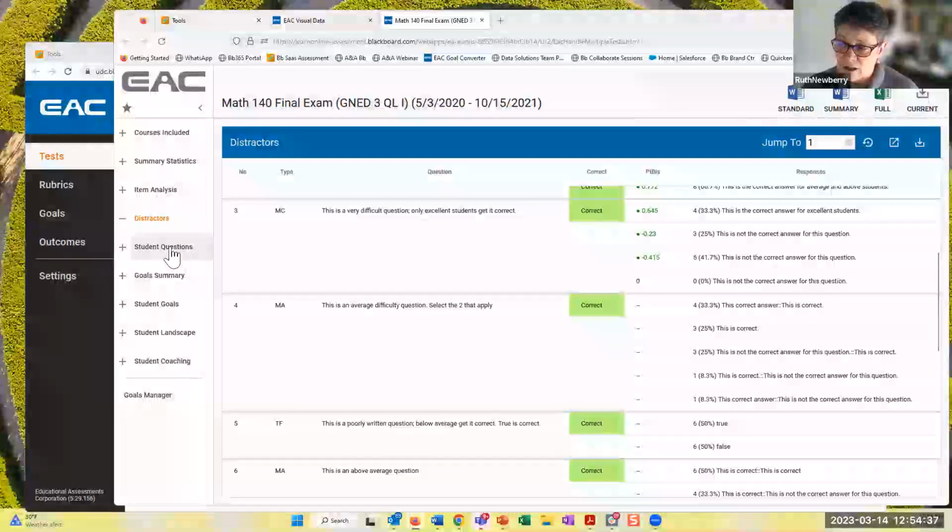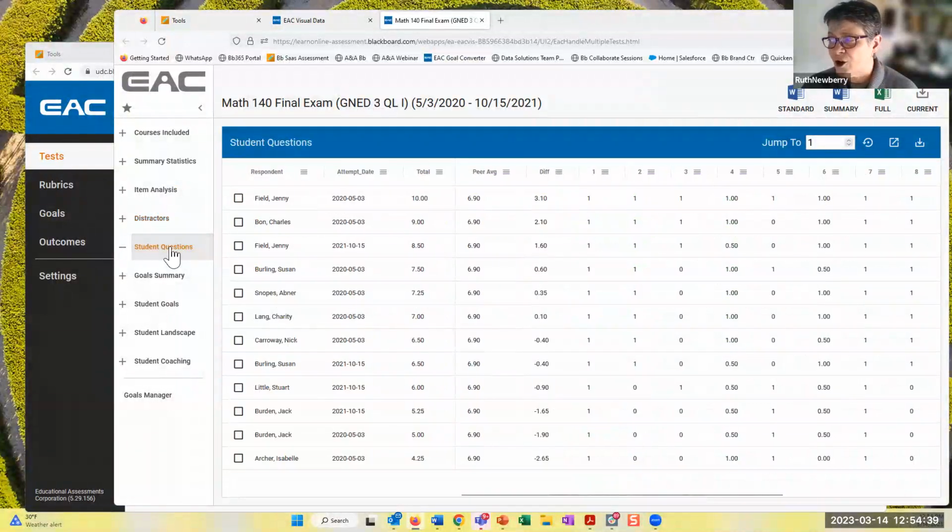And then I can, just like with the rubric, come over here to student questions. Now, in a test, a question is right, which is 1. Question is wrong, which is 0. Or we have partial credit being involved here. And you can see on question 5, here I have some top scoring students getting this wrong. And I might want to look at that.